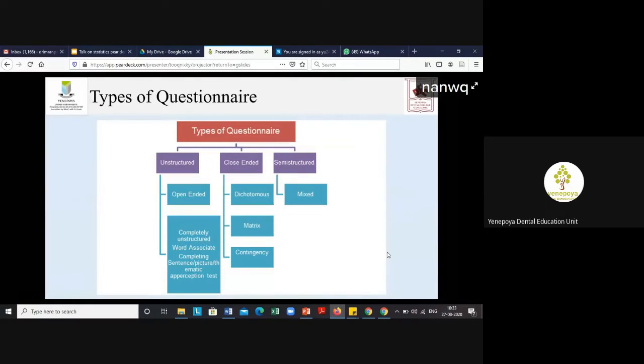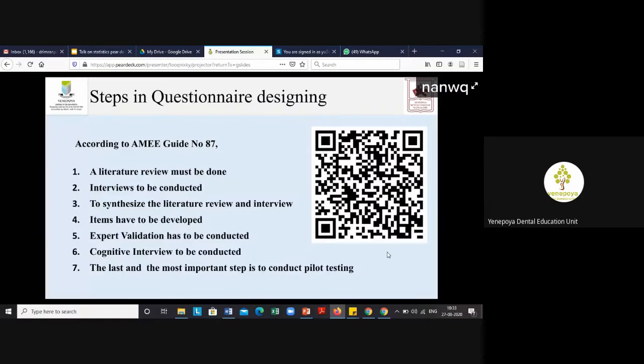Again, further, let me tell you that it depends on the aim and objective of your study what type of questionnaire or what type of study tool I design. So I'm giving you a brief introduction into all these types. So what are the steps in questionnaire designing? You can see a QR code. You can scan the QR code.